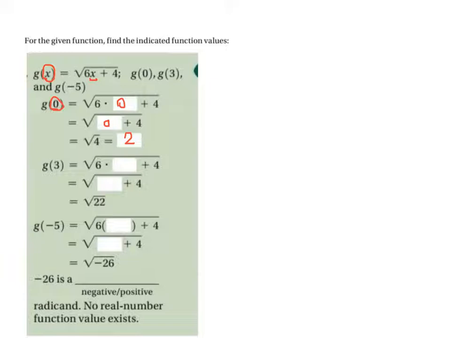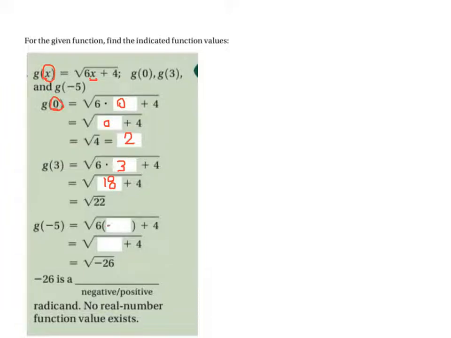g of 3, here we have to replace x by 3. 6 times 3 is 18. 18 plus 4 is 22. Radical 22. We don't have an exact integer for this radical, so we can use a calculator if you want to find it.